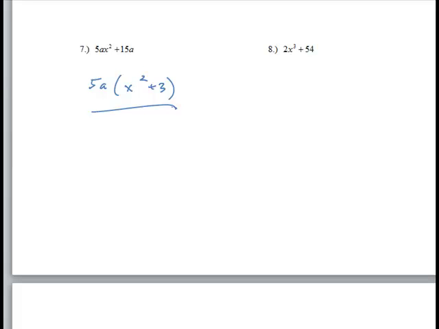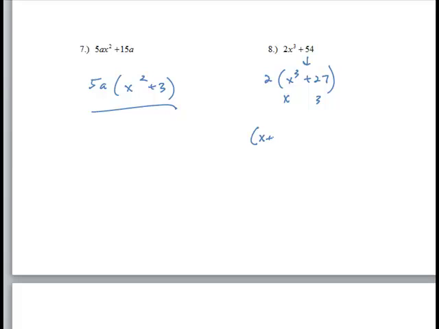Example 8. It's in standard form. We do have a greatest common factor of 2. We factor it out, and once we factor out the greatest common factor here, both terms become perfect cubes. The cube root of x cubed is x, the cube root of 27 is 3, and they're being added, so we're going to use the rule sum of cubes. So substitute these perfect cubes into the formula for sum of cubes.